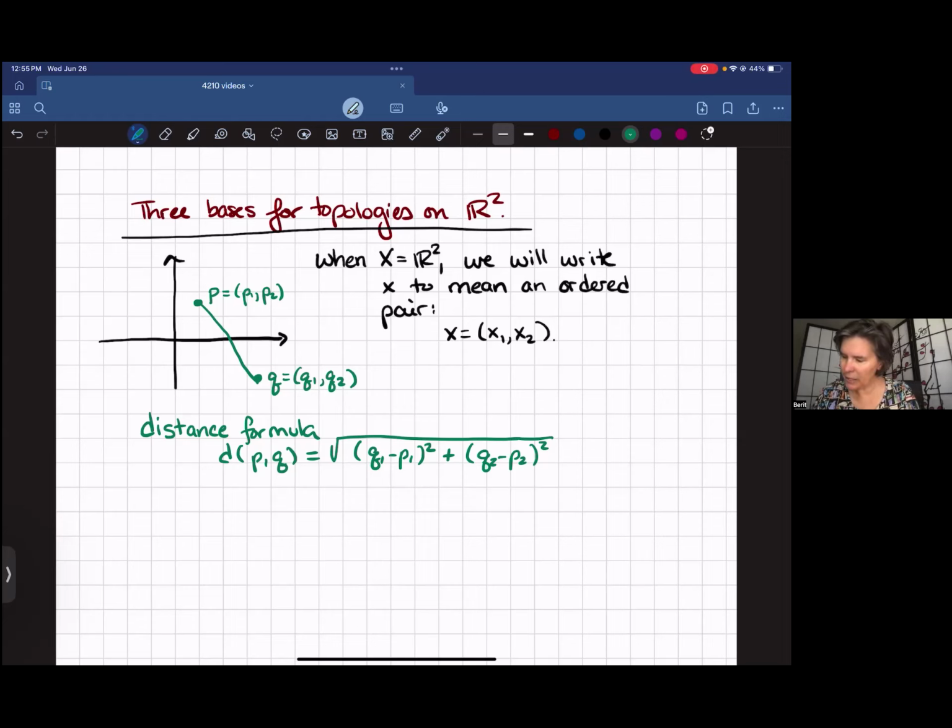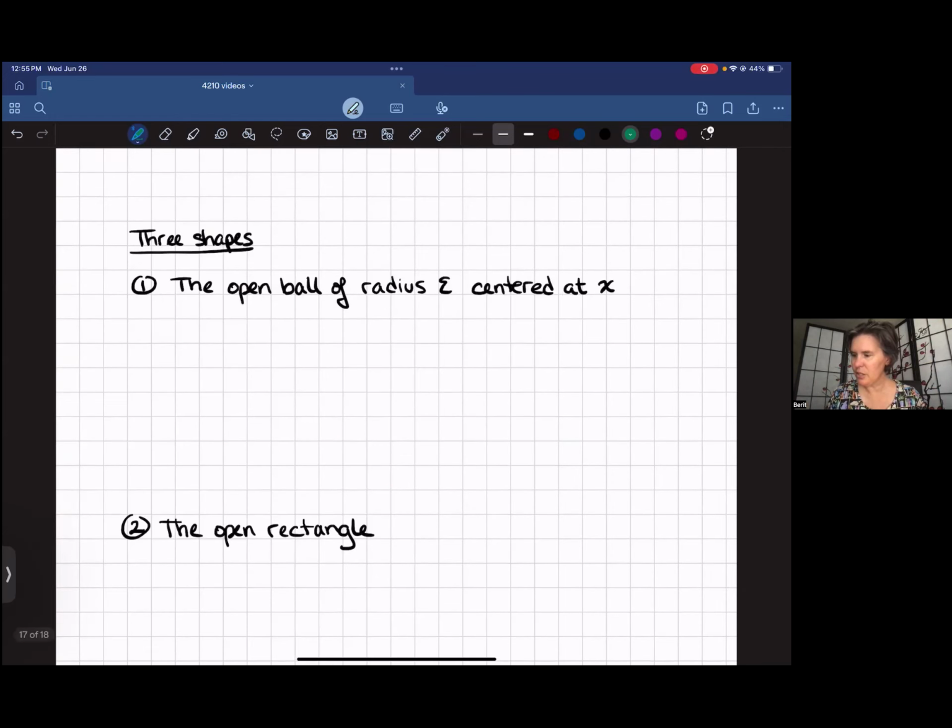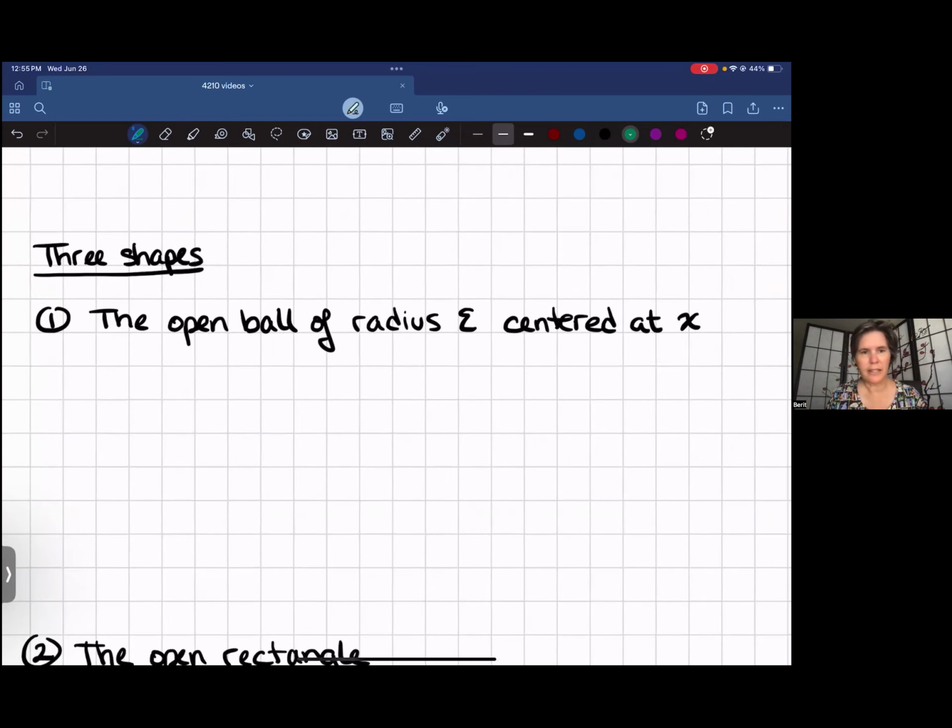Or if you think about it, you can realize that it's actually just the Pythagorean theorem kind of in disguise. Q1 minus P1 is the horizontal distance on that little triangle, and Q2 minus P2 is the vertical distance on that little triangle. And so the distance on the hypotenuse is the square root of the sum of the squares. All right, so that was just a little review that we needed to do. Okay, so there's three shapes that I'd like us to think about.